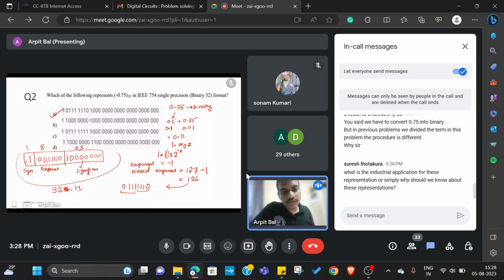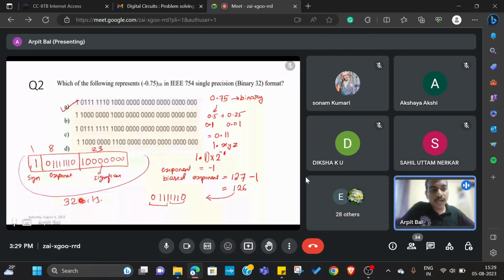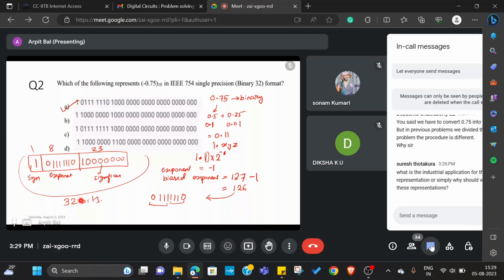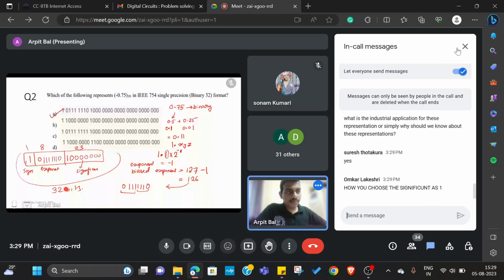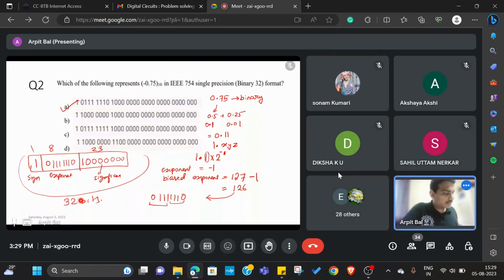So these sorts of representations make it easier for us to represent such floating point numbers. And we also have floating point arithmetic units, which are specialized units to take care of such needs. Okay. Does that answer your question, Suresh? Okay, so question number 2 is also done.